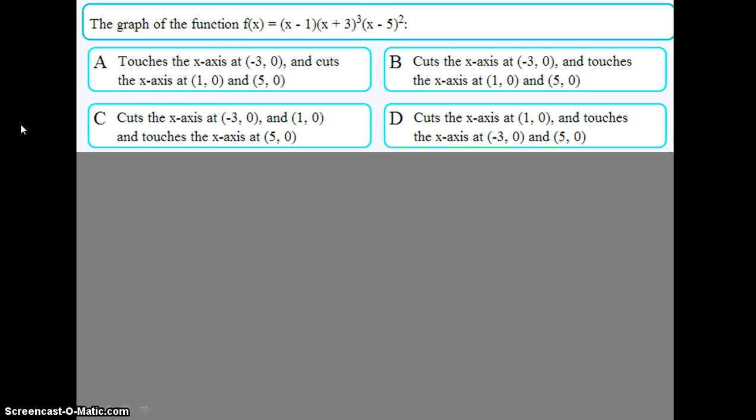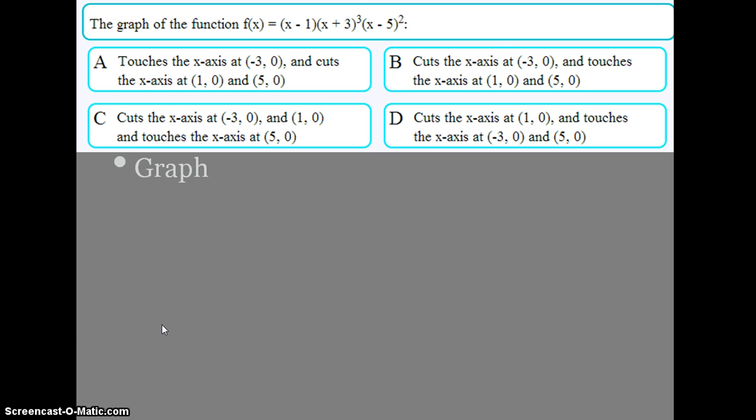All right, second. The graph of the function f of x equals x minus 1 times x plus 3 cubed times x minus 5 squared. We need to figure out which one of these is true here. We've talked about in class the fact that when we see no exponent on the x minus 1 there, it's understood to be a 1. And that means that we have a single root related to that. And we have a triple root and we have a double root. So we already should know some of the things that we're going to talk about here.